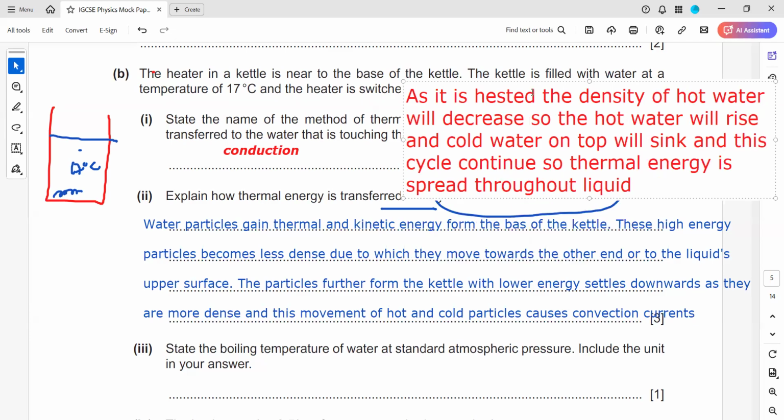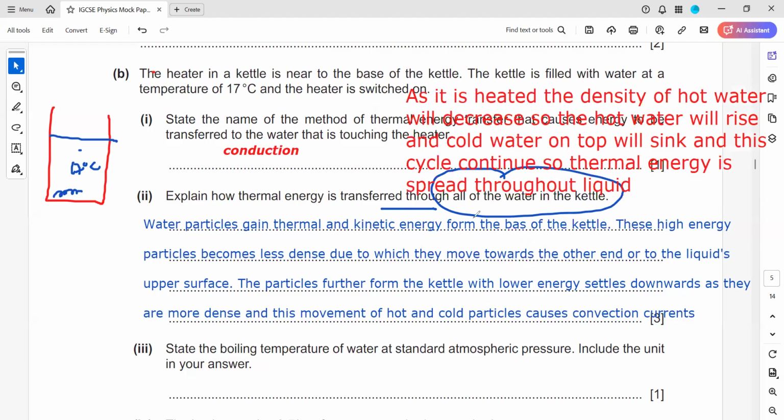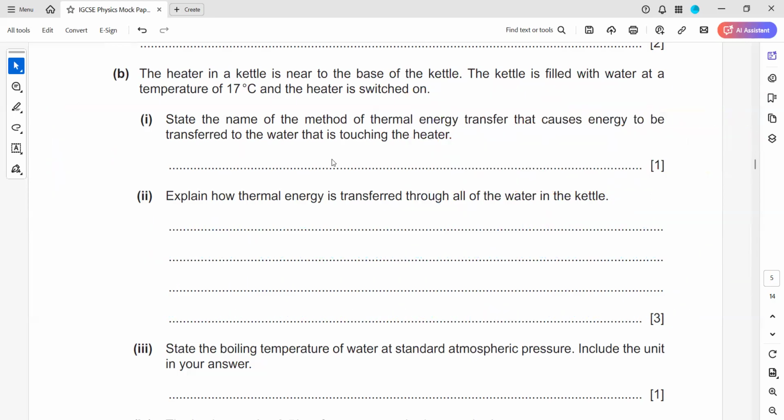As it is heated, the density of the hot water will decrease. So hot water will rise and the cold water will sink, and this cycle continues, setting up a convection current. When water particles gain thermal energy and kinetic energy from the base of the kettle, the high energy particles become less dense and rise. High temperature means low density, and low temperature means high density. This continuous movement of the particles sets up a convection current.